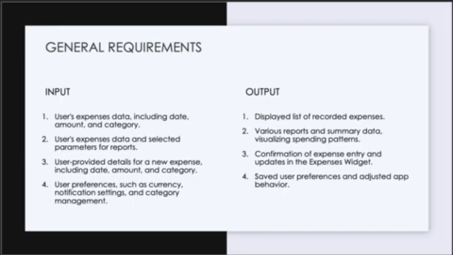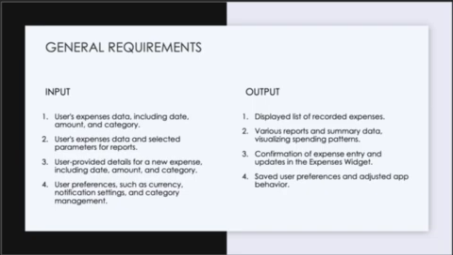For output, we need to display the list of recorded expenses, various reports and summary data, visualizing spending patterns. This is useful to show the user what kind of habits and patterns they're performing with their expenses. And we also needed confirmation of expense entry and updates in the expense widget, as well as saved user preferences and adjusted app behavior based on what the user decided.